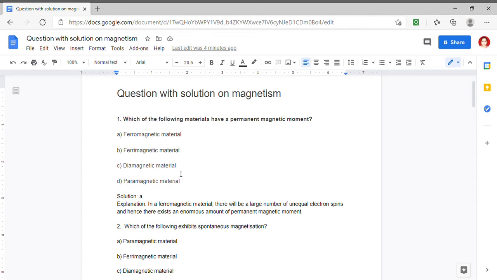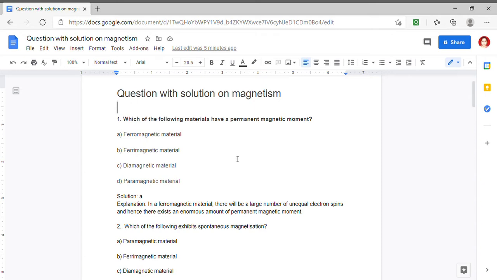The first question is, which of the materials have a permanent magnetic moment? The options are ferromagnetic, ferrimagnetic, diamagnetic and paramagnetic. Among these options, the correct one is ferromagnetic material. Why is the ferromagnetic material the correct one? I am going to give you the explanation behind this answer.